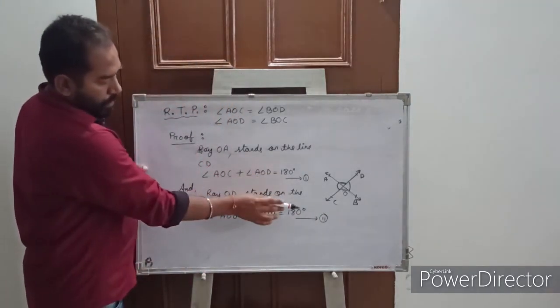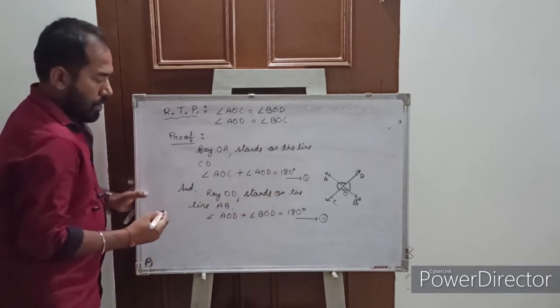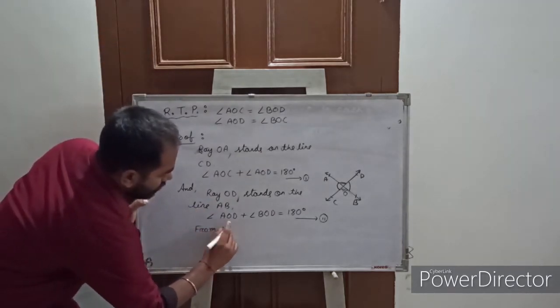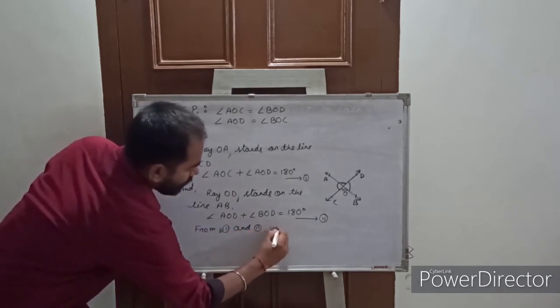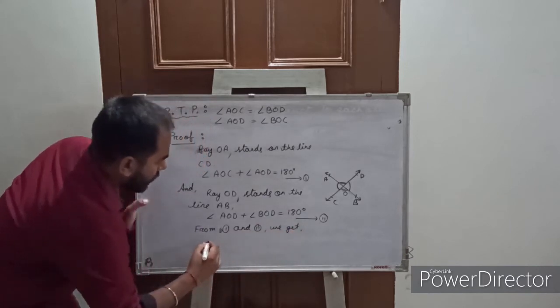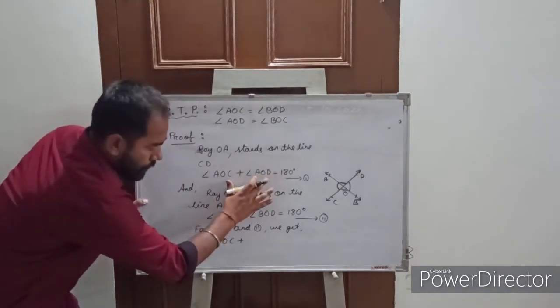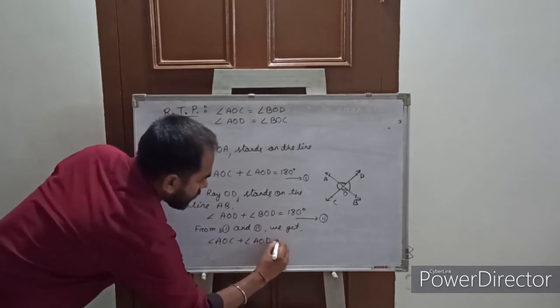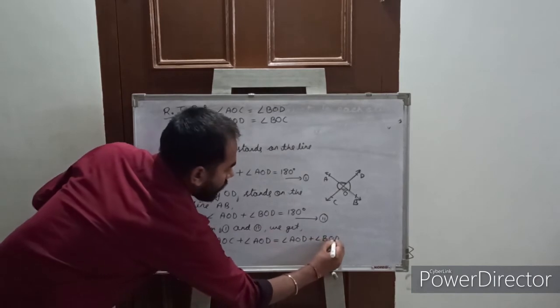Have you seen in number 1 and number 2, the sum of the angles is 180 degrees in both cases? So what can you say from here? Therefore from 1 and 2 we get, as in both cases the sum of the angles is 180 degrees, angle AOC plus angle AOD is equal to angle AOD plus angle BOD.